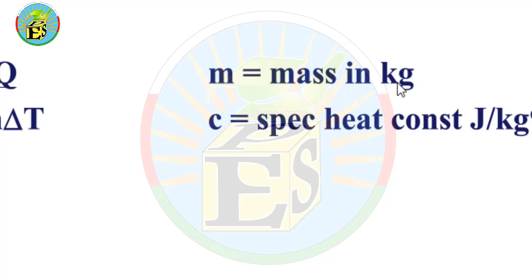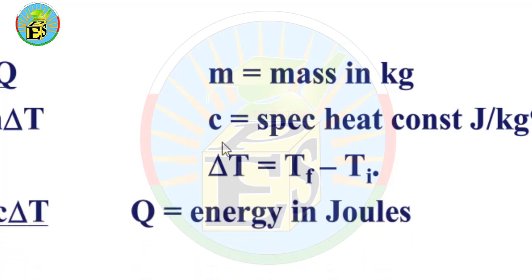m equals mass in kilograms. C is the specific heat constant in joules per kilogram. Delta T equals Tf minus Ti, where Tf is the final temperature and Ti is the initial temperature. So delta T may be positive or negative according to loss or gain of energy.